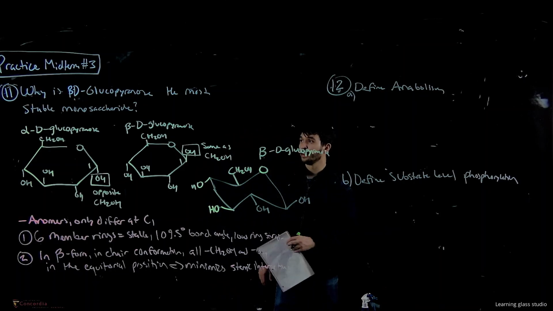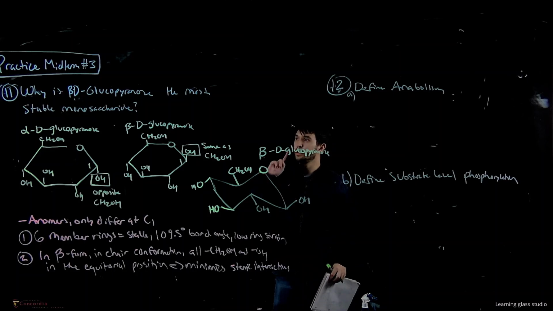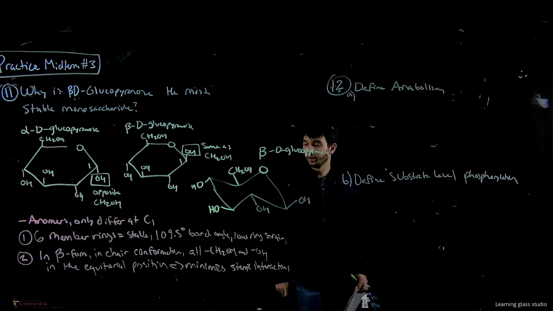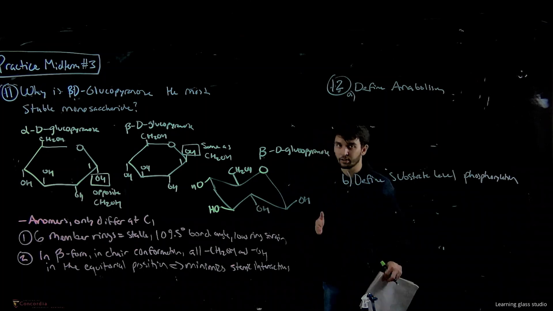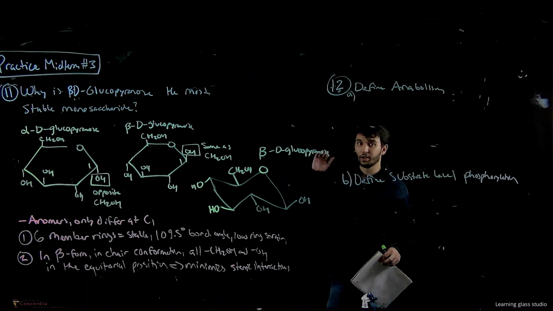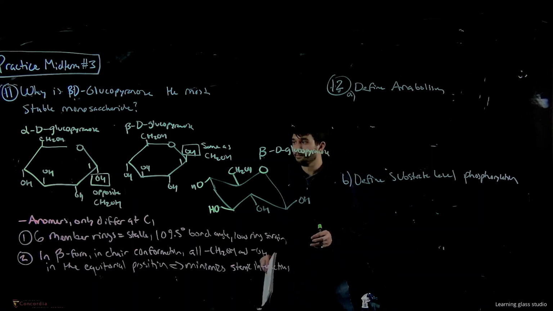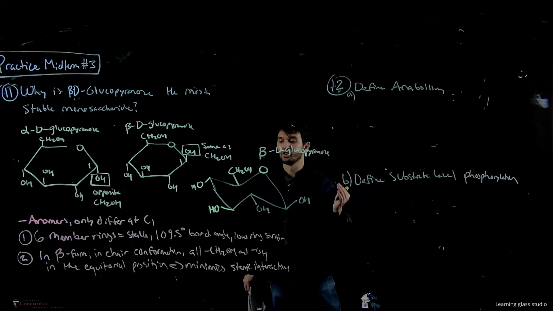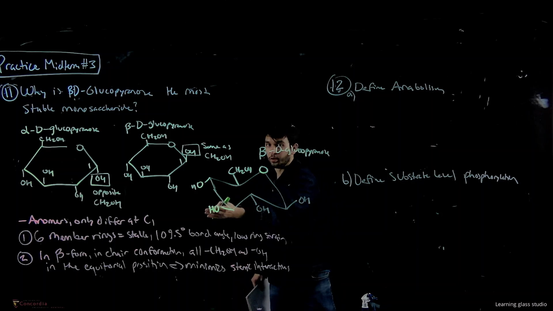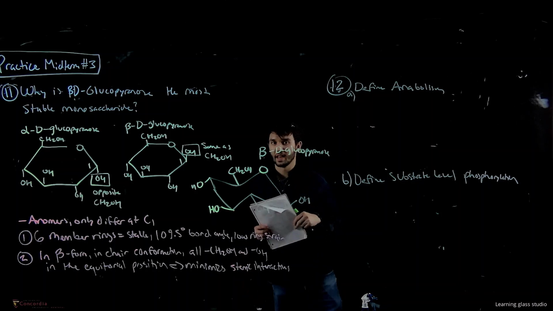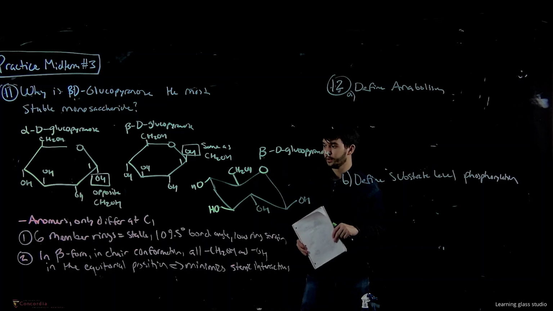So the reasons why beta-D-glucopyranose is stable: first off, it's a 6-member ring. So this is stable because it has a 109.5 degree bond angle. This leads to low ring strain versus a 5-member ring, 4-membered ring, or even going up. This one has the lowest ring strain. It's able to form a chair conformation where all the bond angles are sort of the ideal bond angle for the sp3 carbons, okay?